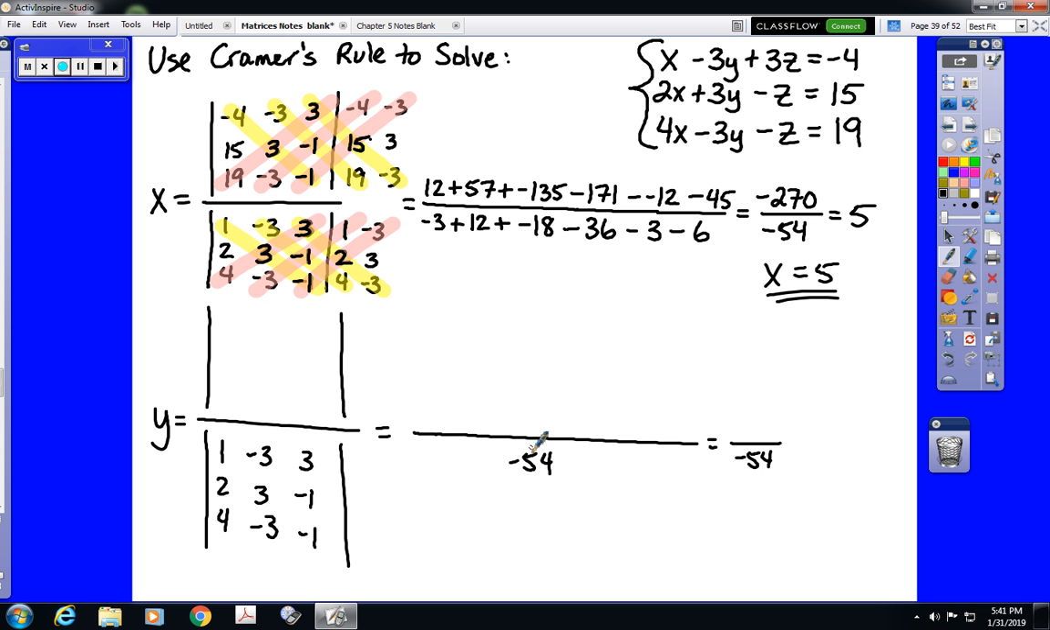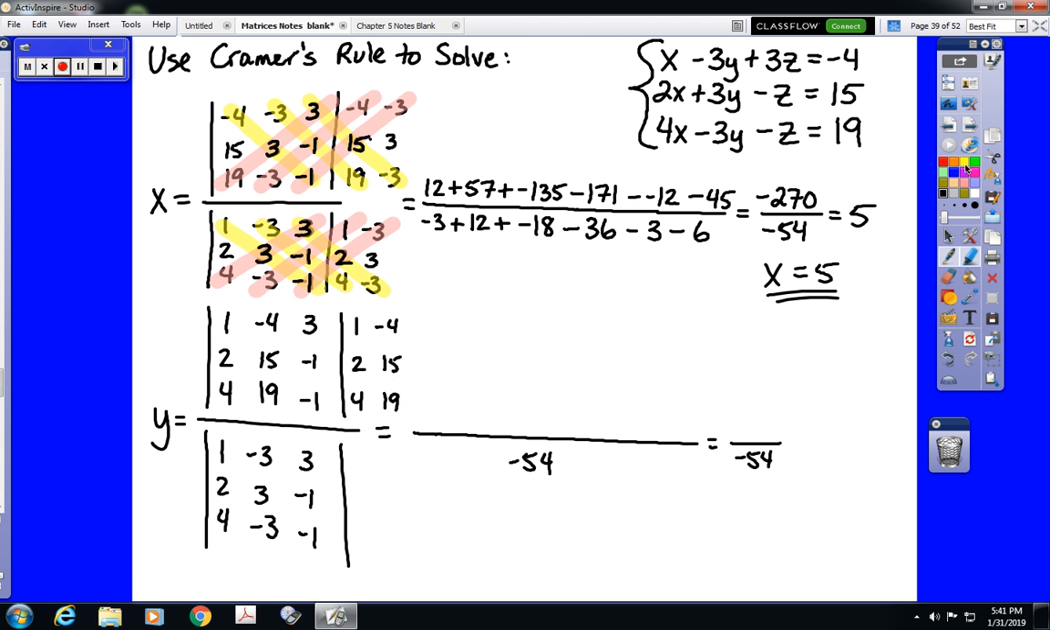other two fractions. Up top, the x column will be intact, 1, 2, 4. The y column will be removed and replaced with our answers, negative 4, 15, and 19. And the z column will be intact, 3, negative 1, negative 1. So we copy those first two columns, 1, 2, 4, and negative 4, 15, 19.